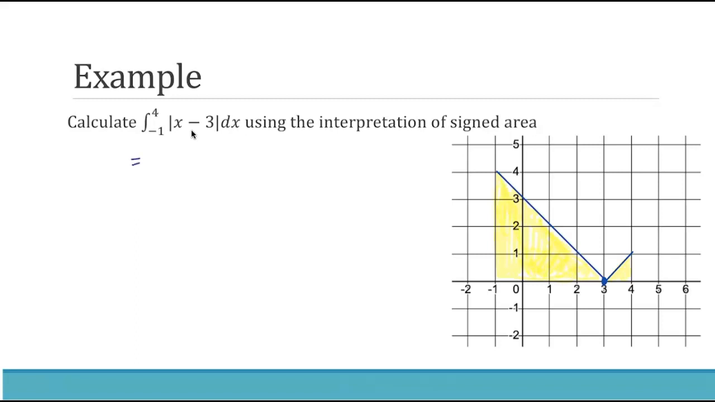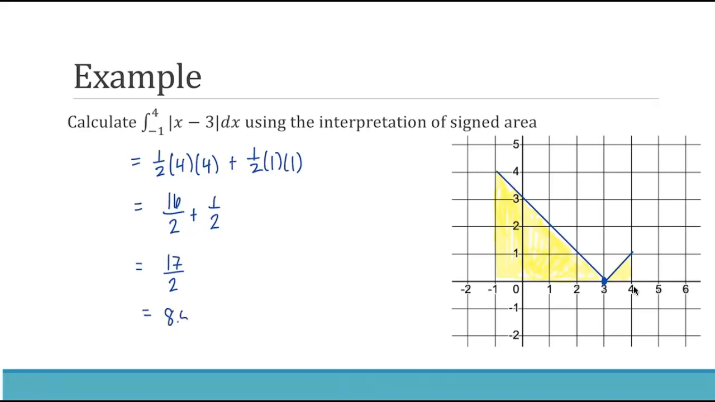So this is going to equal 1/2 base, let's see, so the total base here is 1, 2, 3, 4 units, and the height is also 1, 2, 3, 4, so base times height, and then plus the other little triangle has a base of 1 and a height of 1, so 1/2 times 1 times 1. So we're looking at 16/2 plus 1/2, so 17/2, or we can leave our answer as a decimal, 8.5.